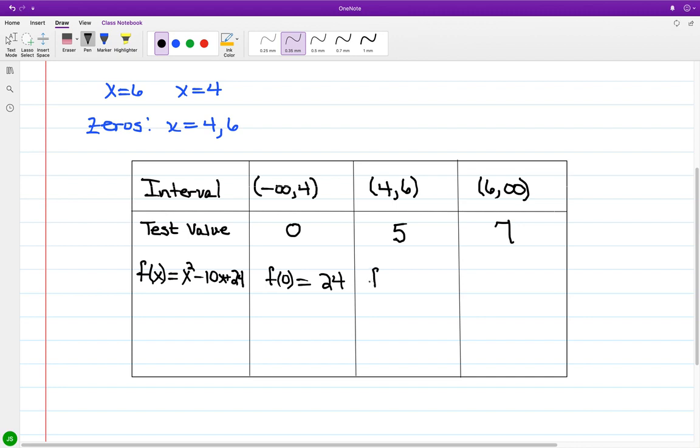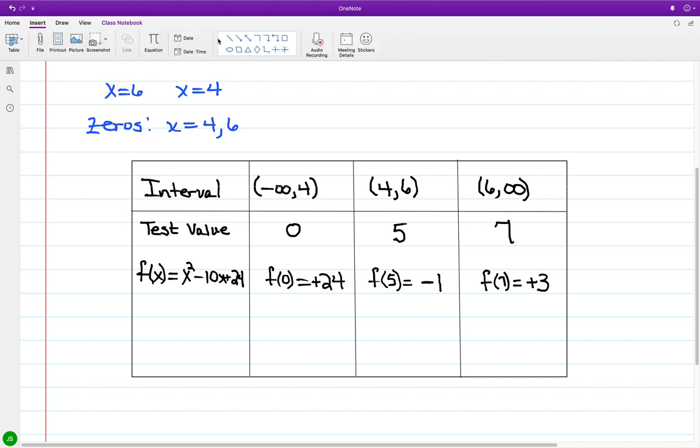In the case of f of 5, 5 squared is 25, minus 10 times 5 is negative 50. And 25 minus 50 is negative 25 plus 24, so this will come out to negative 1. In the case of f of 7, 7 squared is 49, negative 10 times 7 is negative 70, and 49 minus 70 is negative 21 plus 24, so this will come out to 3. And I'm going to stress the sign values.